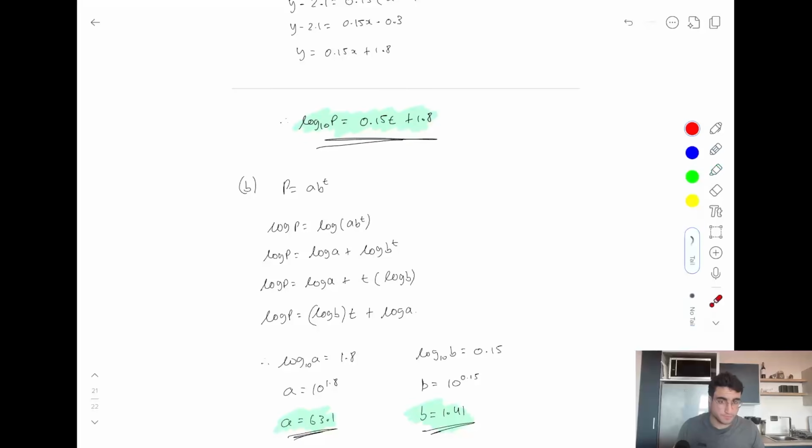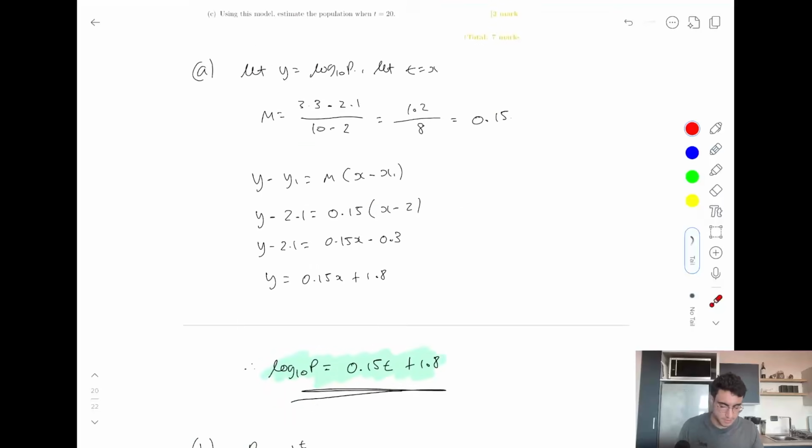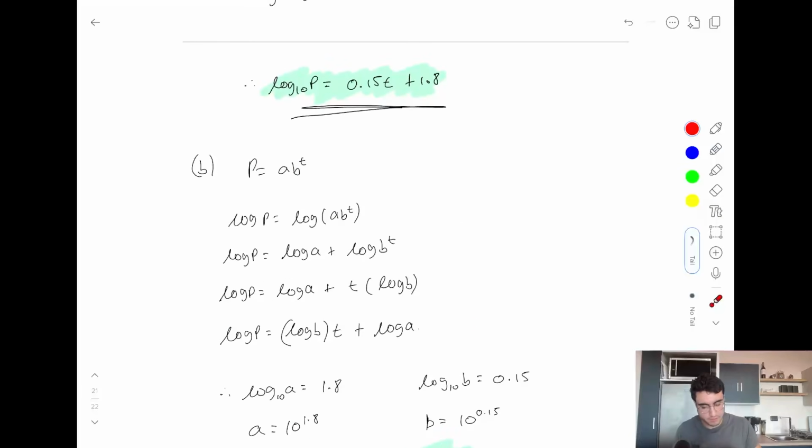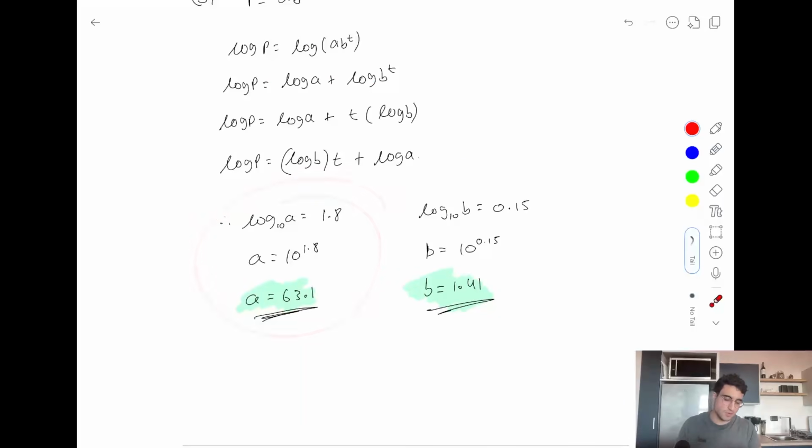So how do we do that? Again, P is equal to A B to the power T. Okay, so if we take the logs of these, we do the log function on both sides, and we just do some algebraic manipulation, we can get to our final answers by recognizing that log 10 A, our base is 10, so therefore we have to put that as the base for 1.8 being the exponent, right? So therefore we get 63.1 for A and 1.41 for B.